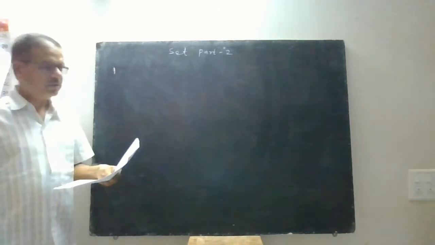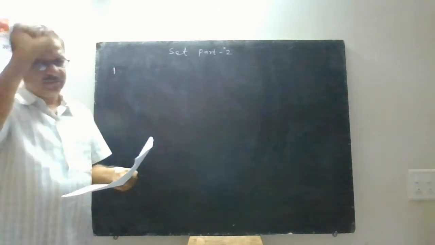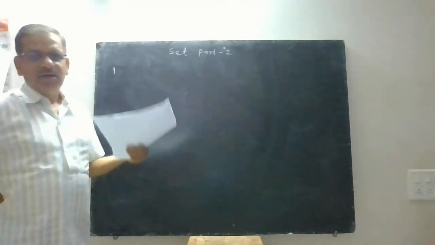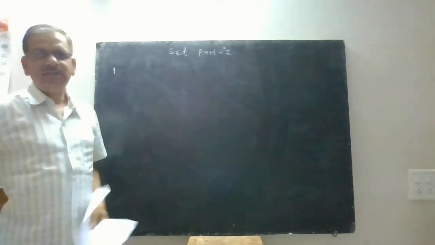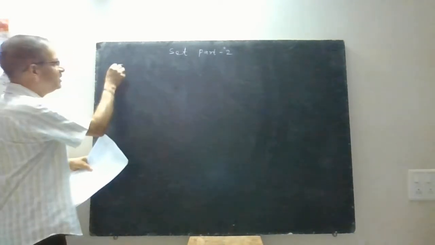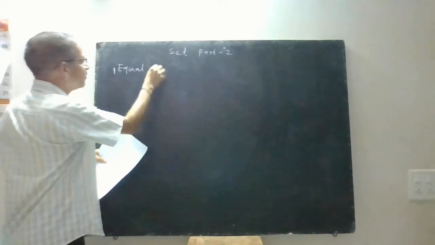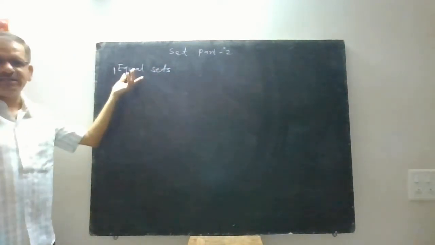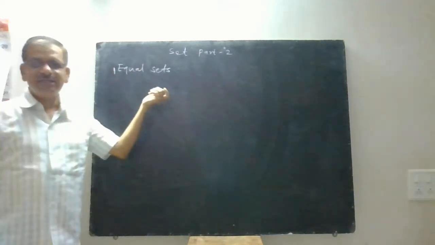Okay, students, we see now the second part of the set theory. In the first part, we have seen what we mean by sets, the methods of writing sets, then the types of sets. Now, let us see what we mean by equal sets. It's a very simple concept. Equal means you know that one. When do you say two sets are equal?